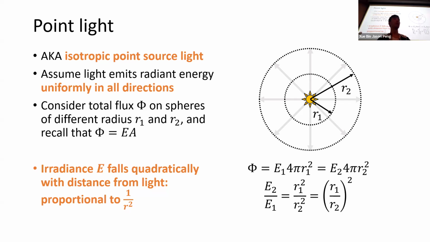Was the radiant flux the same, or did it also drop off? So the radiant flux here is phi, and that's constant regardless of how far you are away from the light source.